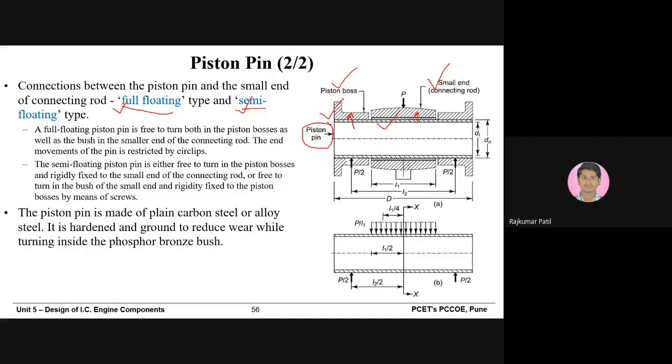Then the question is which material needs to be used for the piston pin. Generally plain carbon steel or alloy steel is widely used. It is hardened and ground to reduce wear while turning inside the phosphor bronze bush. So here you can see the phosphor bronze bush. Due to continuous turning, the wear takes place. So generally the outer surface of the piston pin is hardened and ground so that its wear resistance increases, and ultimately the life of the piston pin increases.